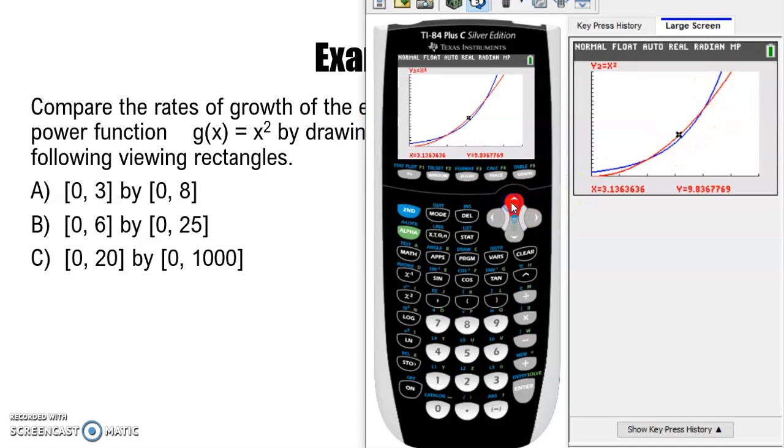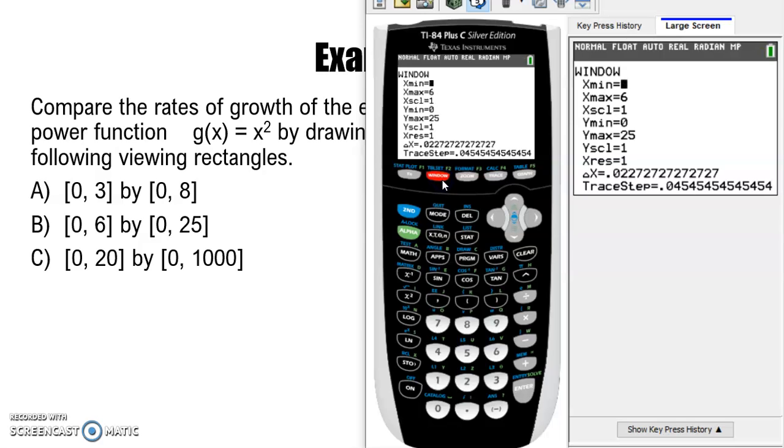If I hit the up arrow, it'll take me to the other function. It tells me that that other function is the x squared. So if you have black and white screens, you can just do this. So my conclusion from B is that the 2 to the x function is growing faster. And finally, I'll change the window settings one last time for part C. X min is still 0, X max is now 20, Y min is still 0, and Y max is 1000.